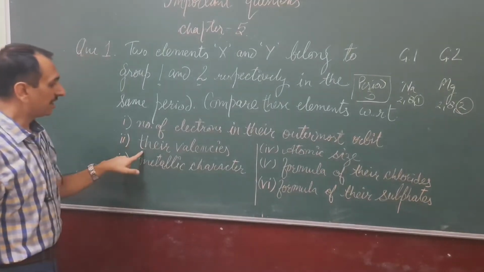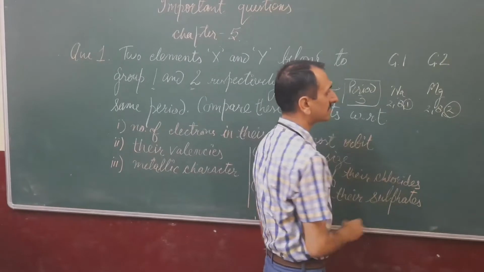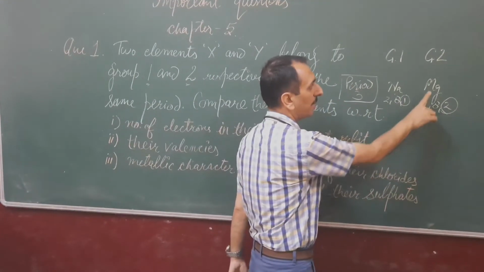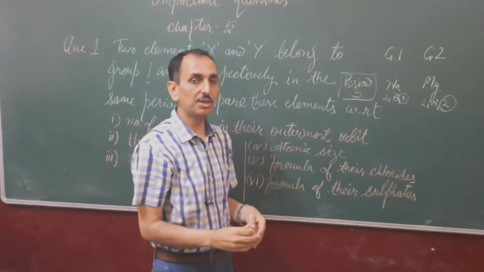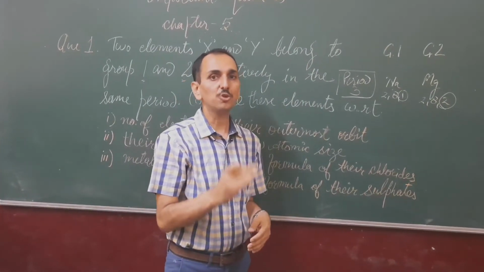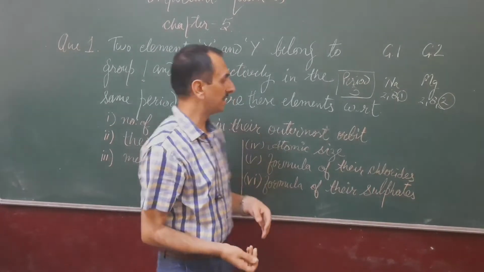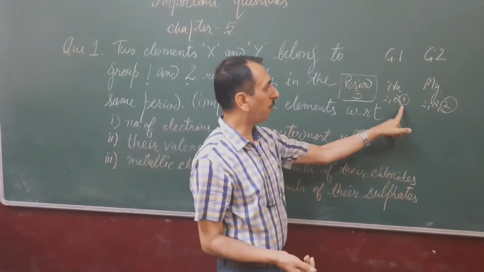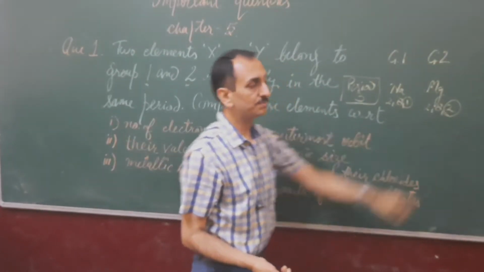Second part, their valences. As these are metals, they will lose electrons. Sodium will lose 1 electron, magnesium will lose 2 electrons. Why? To become stable. They will acquire the nearest lowest noble gas configuration to become stable and form cations. That's why the valency of X will be 1, valency of Y will be 2.